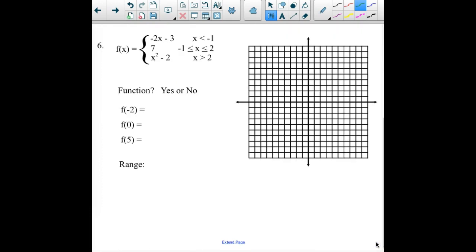This one has 3 parts. What's the leftmost part going to be? The top one? Okay. Then we have a chunk between -1 and 2. That's going to be just 7. Y equals 7. And then on the last chunk, the stuff to the right of 2, we have our parabola.